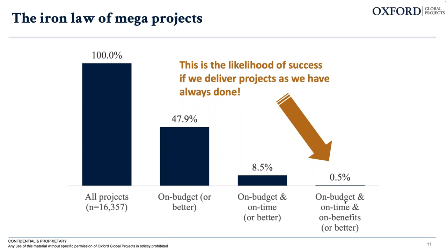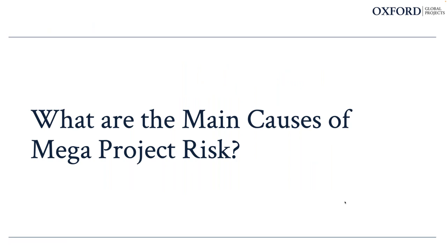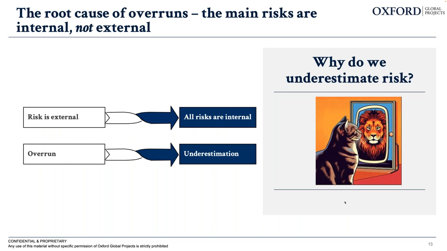So looking at what are then the main causes of megaproject risk? Well, conventional wisdom in megaproject management typically sees causes of risk as mainly external to the project. So overruns are typically explained by scope changes, complexity, technology errors, all these external causes.